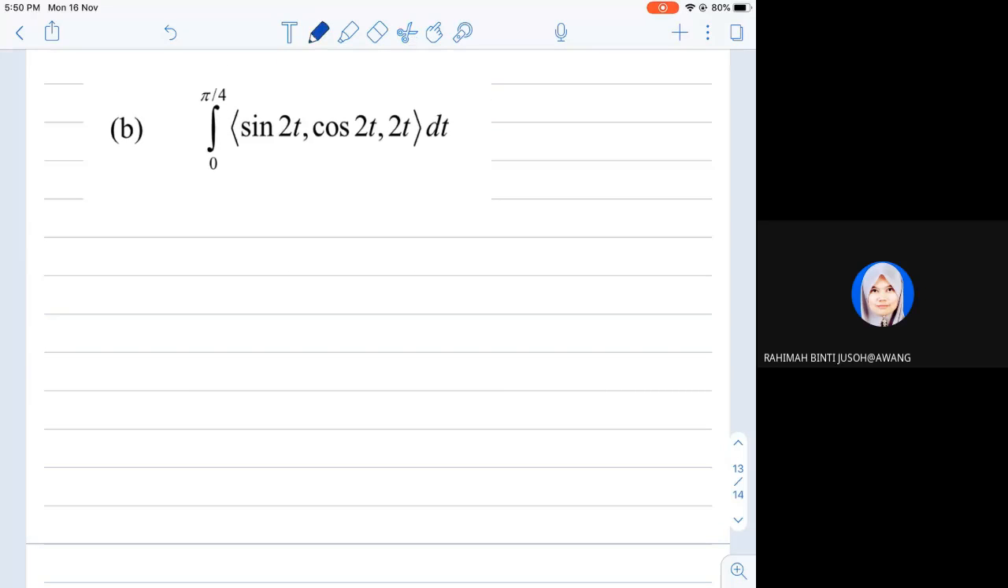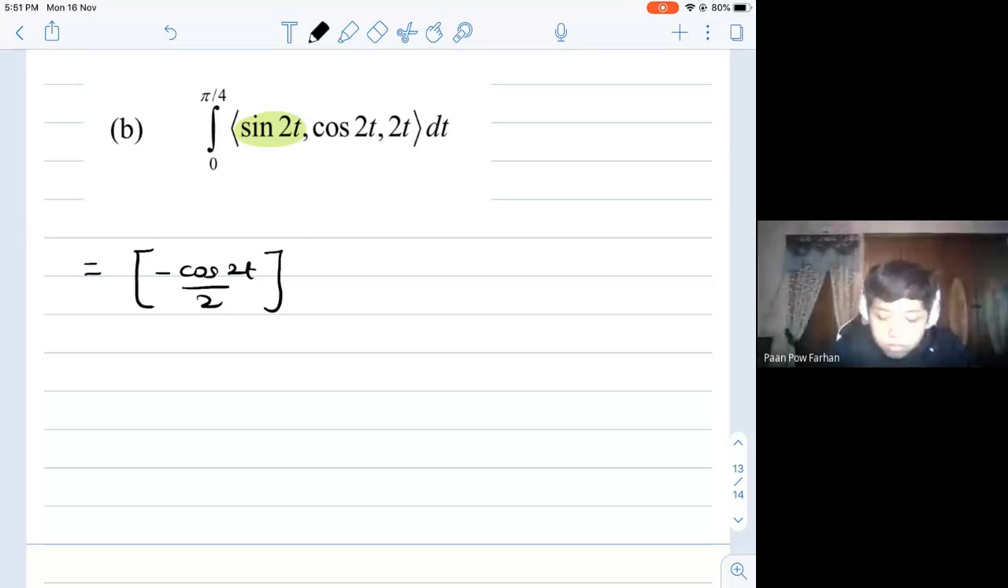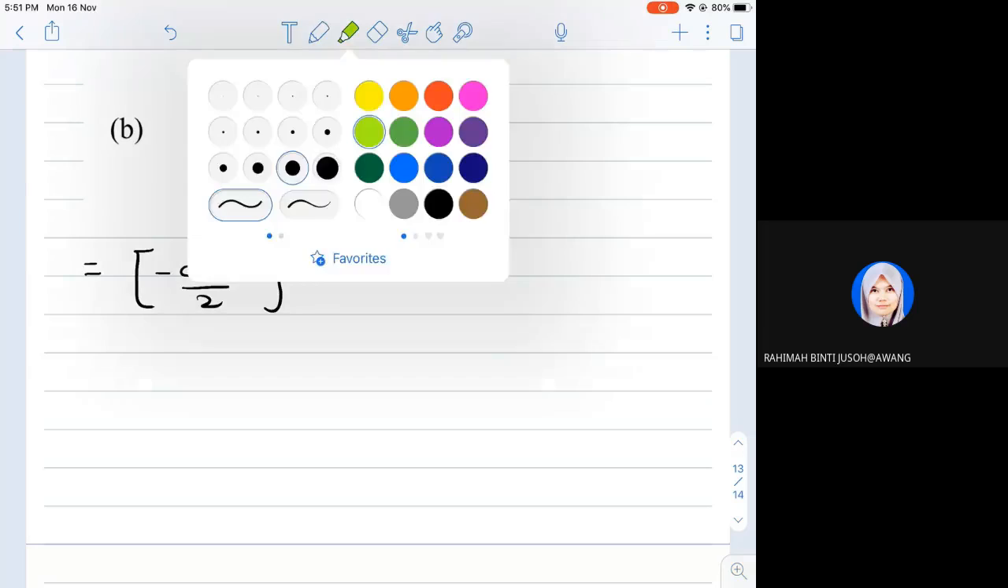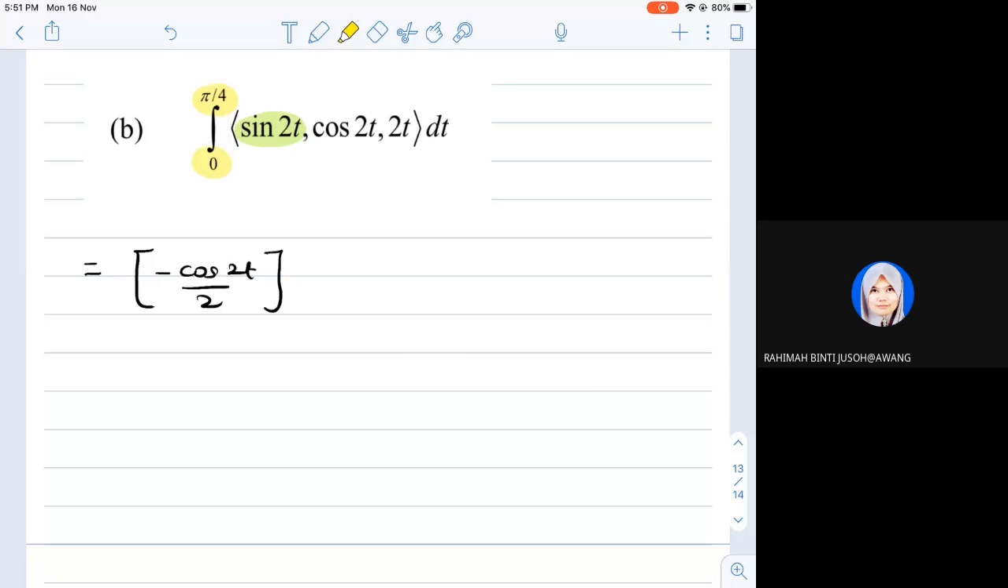So the integration will be the integral from 0 until pi over 4, no need to go back. So integrate sine 2t. What do we get? Integrating sine gives negative cosine, so negative cos 2t over 2. Right. In this case you are given the limits, so when you have limits, no need to add c.